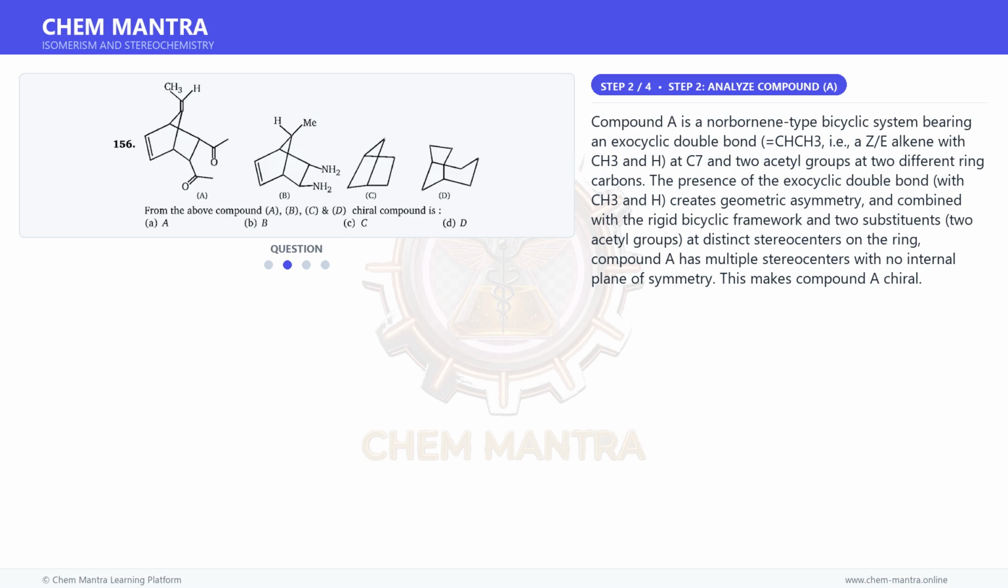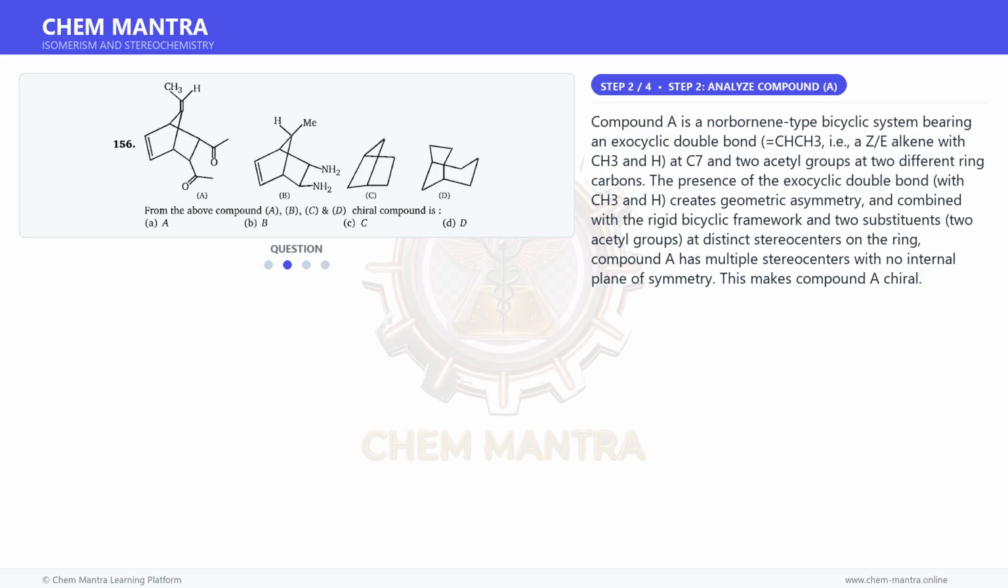Moving on to the next step. Compound A is a norbornene-type bicyclic system bearing an exocyclic double bond, =CH-CH3, i.e. an alkene with CH3 and H at C7 and two acetyl groups at two different ring carbons.